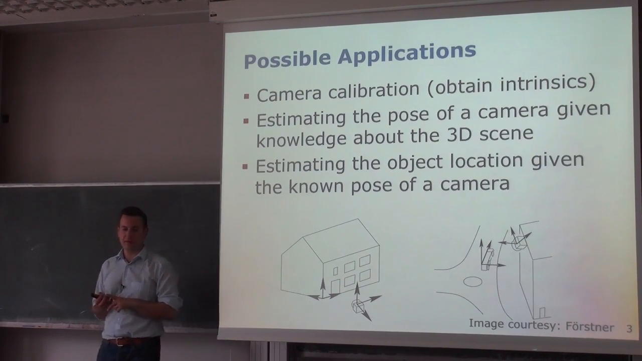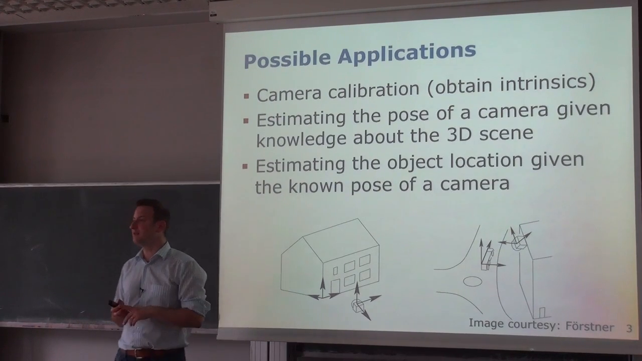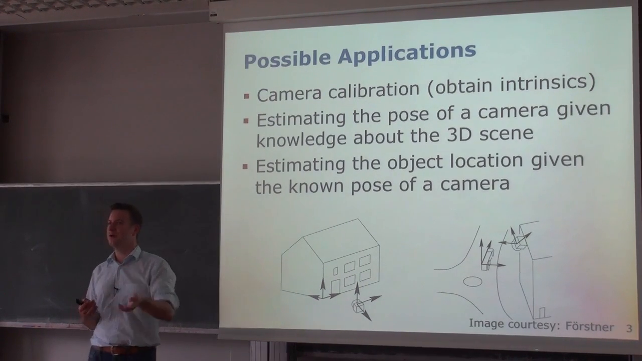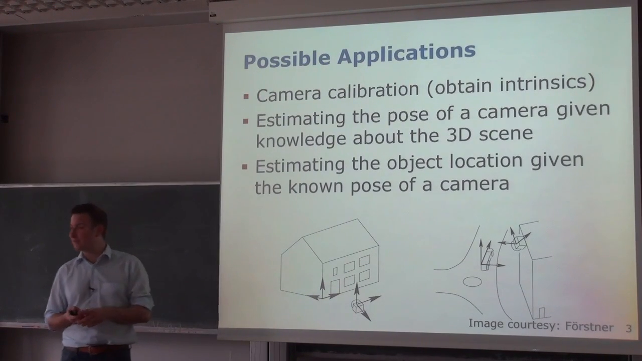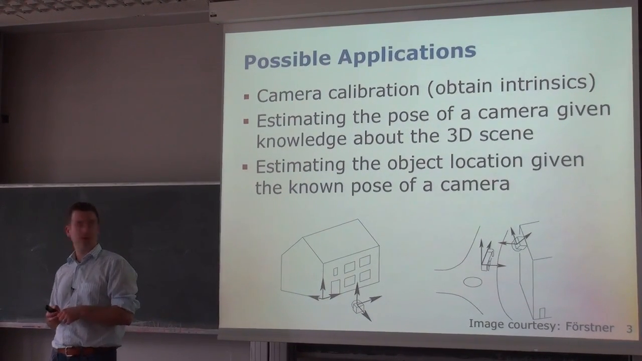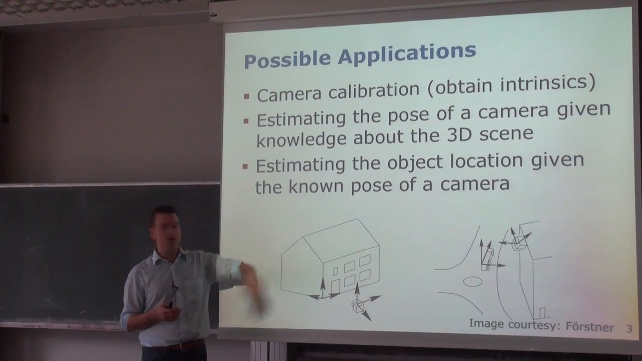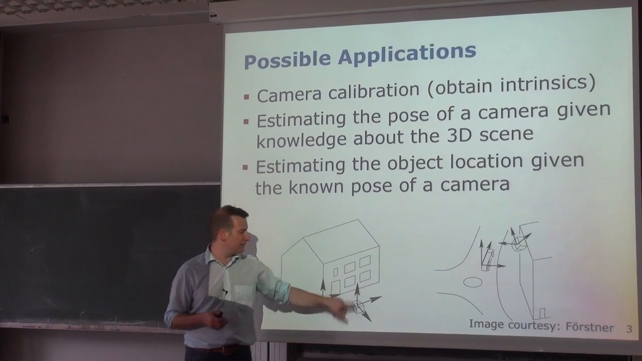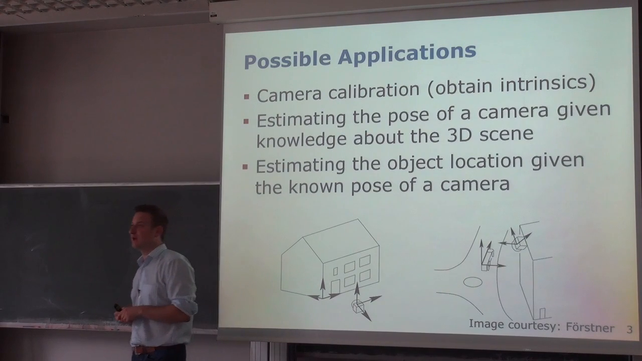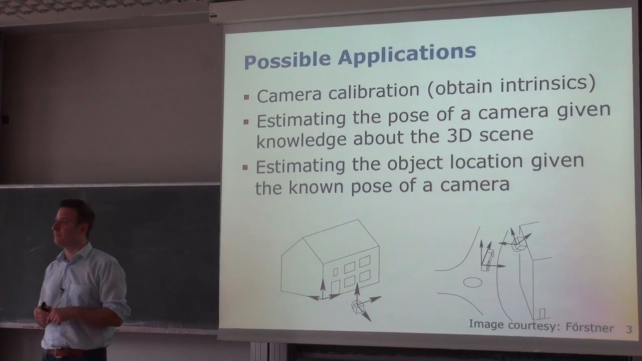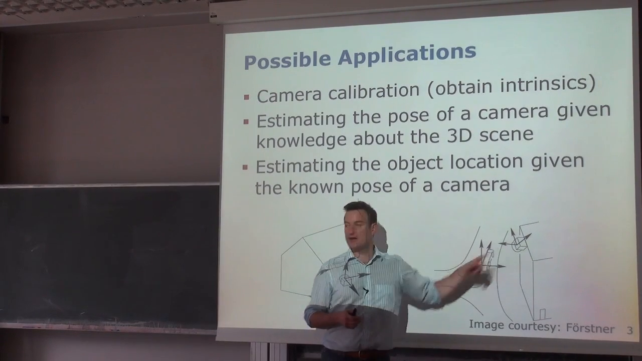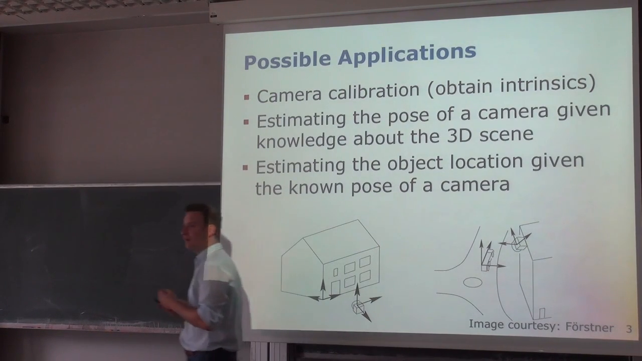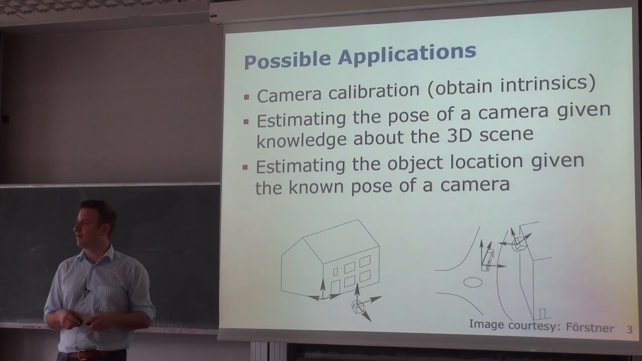The second thing I might get interested in is to estimate the position in terms of X, Y, Z position and the three angles for the heading from where an image has been taken. So if I know something about a building and I take an image of that building, can I actually estimate where this image has been taken from? Or the other way around, if I know where a camera is in the scene, can I use that to estimate the 3D location of objects in the scene.